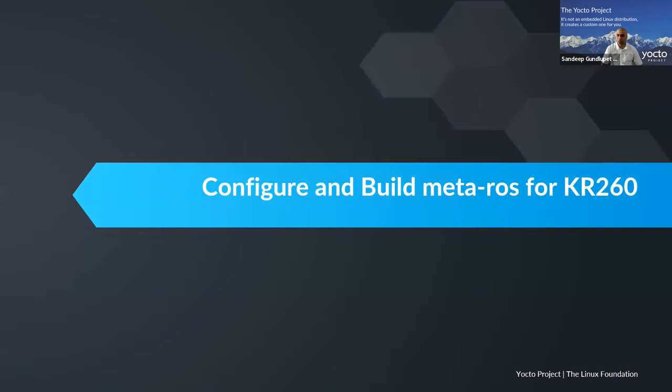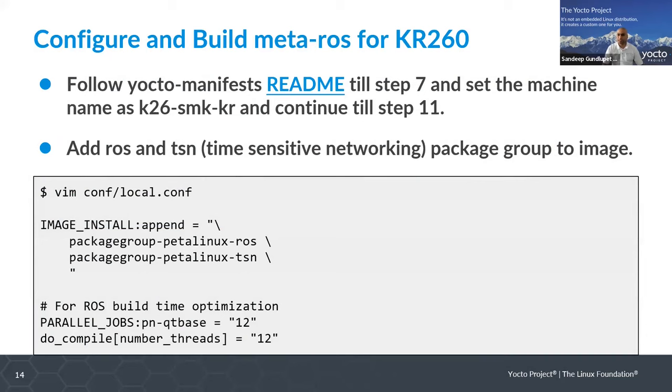All right, next we're going to go through how we can build and configure meta-ROS for the KR260. So here are the basic instructions. We have a Yocto manifest readme. You need to follow the readme up to step 7, and once you have generated all the layers, you need to set the machine name, either in local.conf or from the command line. You can set MACHINE equal to k26-smk. SMK stands for SOM module starter kit, KR stands for Kria Robotics, and there is a KV version, which is meant for Kria Vision.